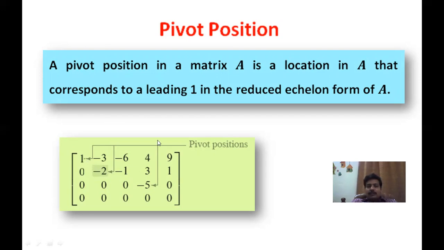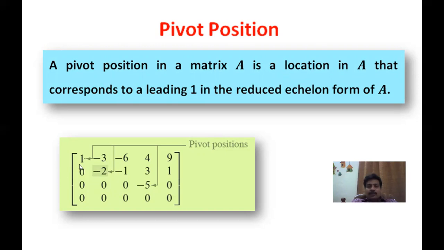Actually, this is not in reduced echelon form. This matrix is in echelon form only. But this can easily be converted into reduced echelon form. By dividing the second row by -2, you will get 1 simply. By dividing the fifth row by -5, you can get 1 here. Using this one, you can make these two zeros. Using this one, you can make this one 0. So it is easy. Once you have got the echelon form, it is very easy to convert into reduced echelon.